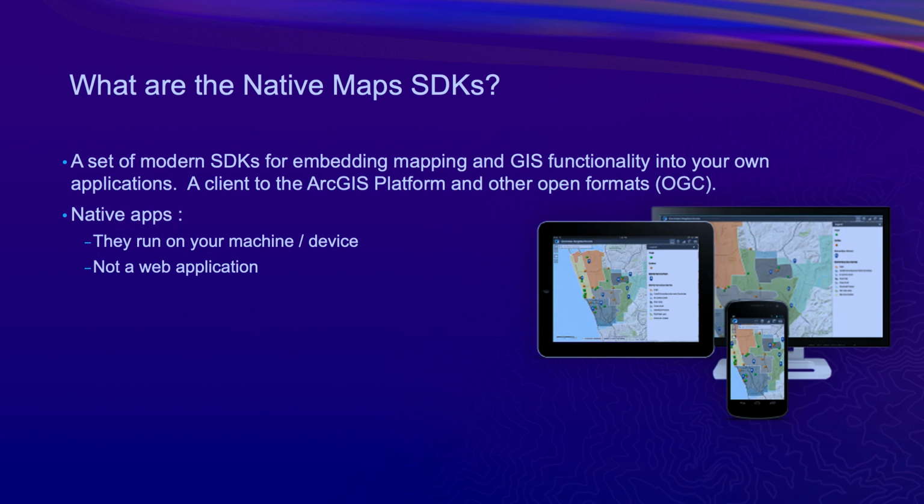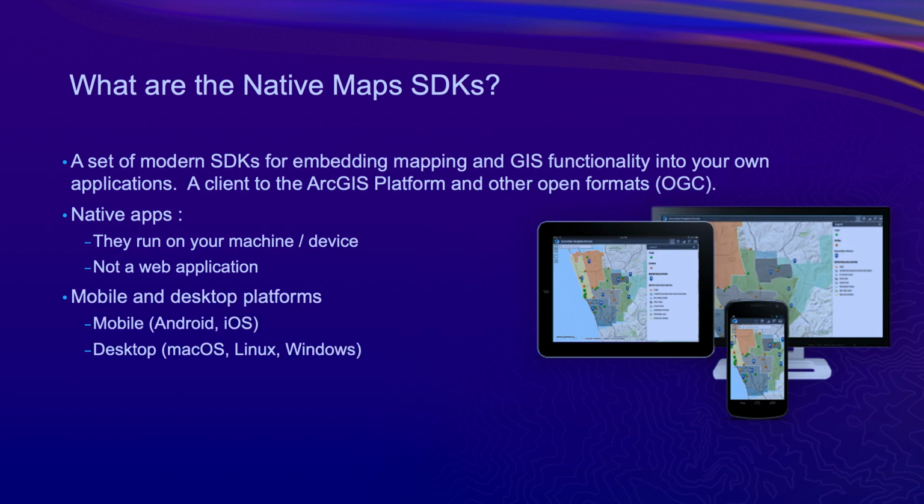Now, by native applications, I'm talking about the kind of applications that you would get from an app store, and you would install and run that on your device. So I'm not talking about web applications that run inside a web browser. These are applications that run physically on your machine. And we've got SDKs that allow you to write these for both mobile and desktop, so mobile for Android or iPhones or iPads. And we also support the 3 major desktop platforms, Windows, Linux, and Mac.